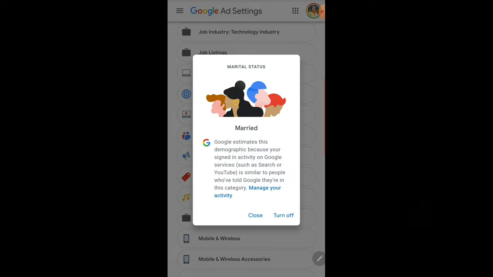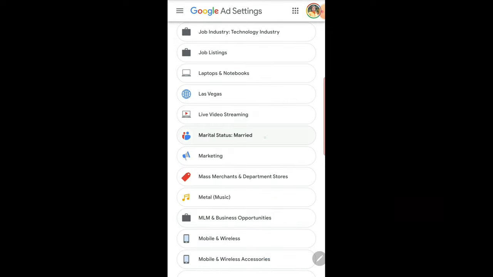Look at that. Google estimates this demographic because your signed in activity on Google services is similar to people who've told Google they're in this category. So, even though I'm not married, I act like someone who is. That's fascinating.